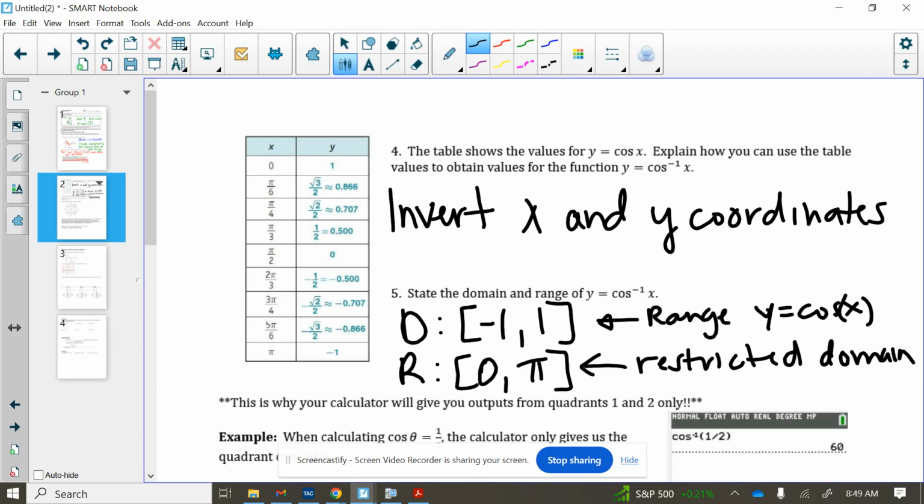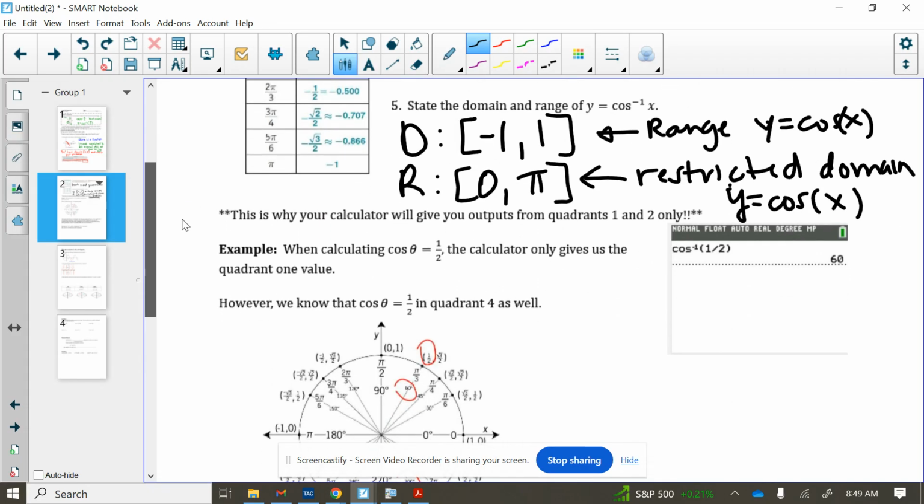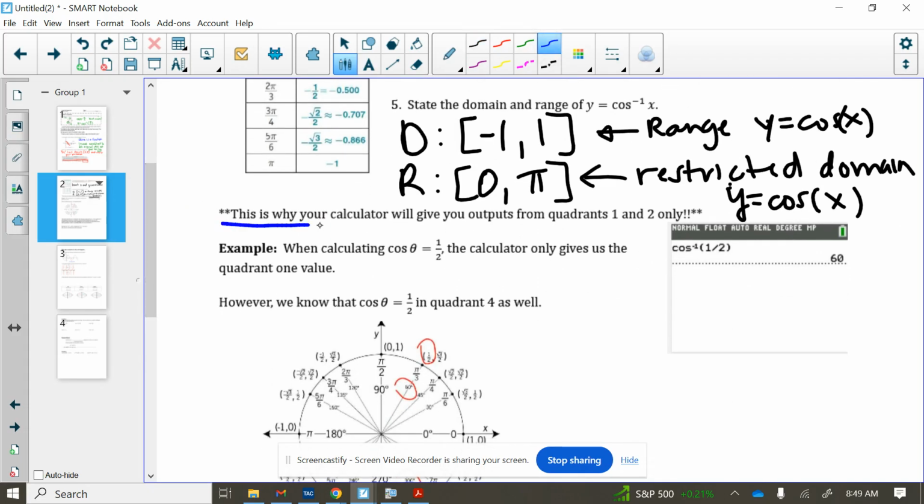So all of our answers that we are going to see as outputs are going to be between 0 and pi, aka quadrants 1 and 2. So that's the important piece of today. This is why our calculator is only giving us answers between 0 and pi: because of this restricted domain. That's what our calculator will read.